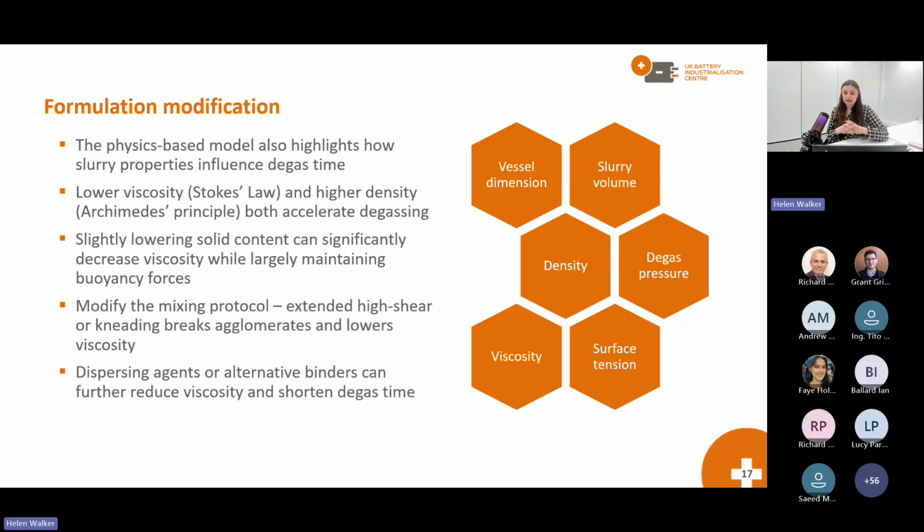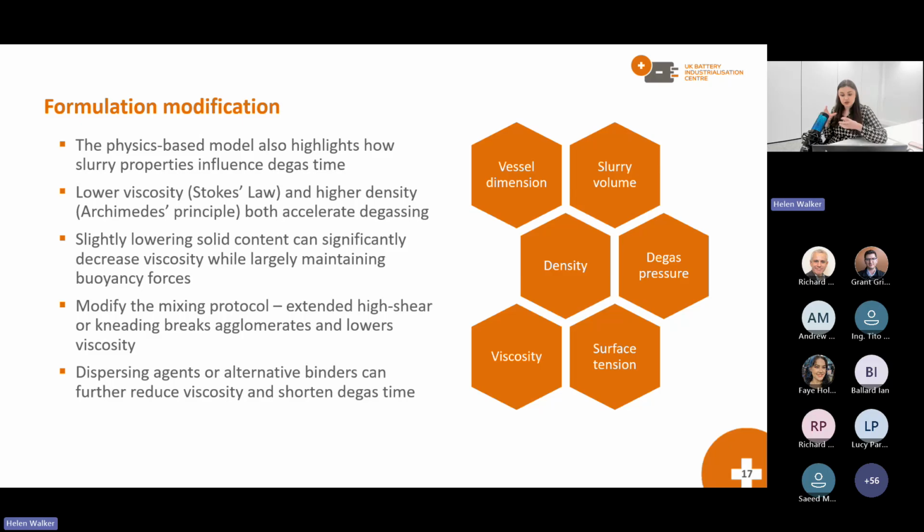If we're degassing in a vessel where you've put a volume of slurry and it's got a small column height, you're going to be able to get those bubbles out quicker. If your vessel has a narrow radius and you've got a large fluid height, it's going to take longer to degas. So we're quite aware at UKBIC of choosing the right vessel for degassing and how that will affect degas time. But the other two biggies that really come out are the density.